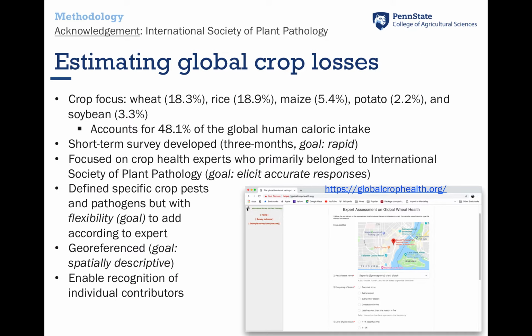So how do we do some of this? And straight away, I need to acknowledge for this sort of work the International Society of Plant Pathology, because we have buy-in from that group, which was very important also for us to be able to have access to the expert list, to be able to conduct the survey. I've had questions recently about what I have done in an entrepreneurial sort of framework, and I said this is a good example.